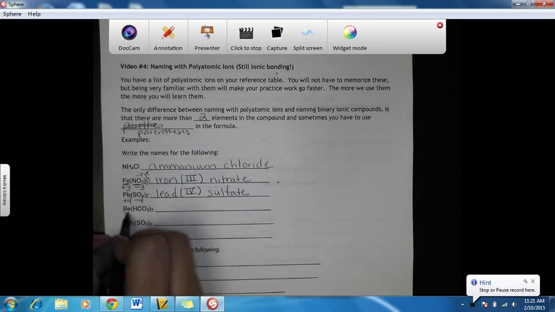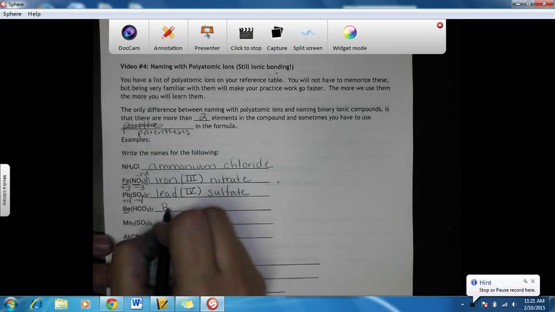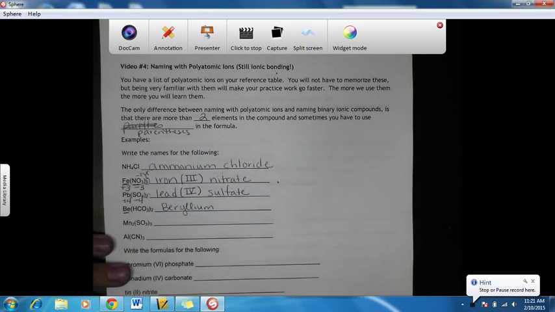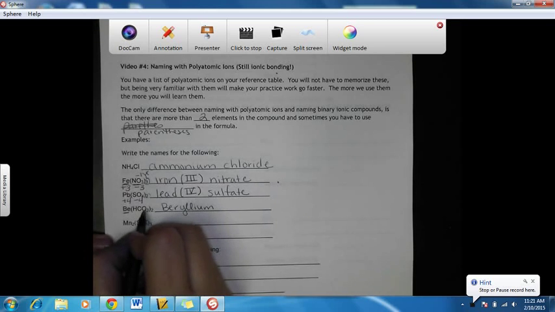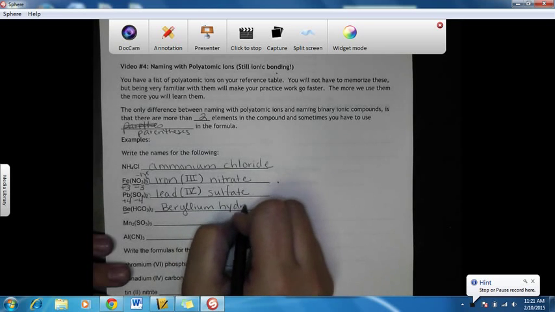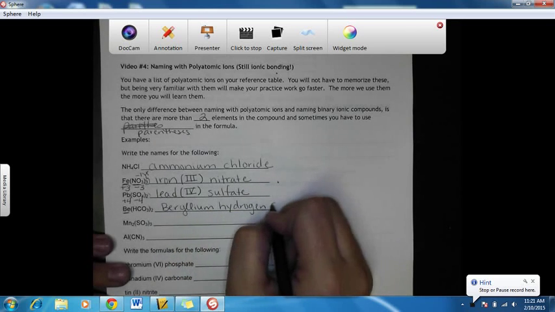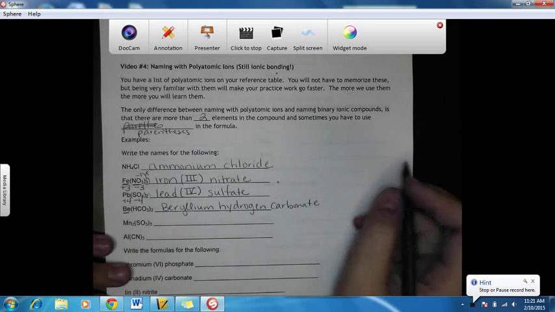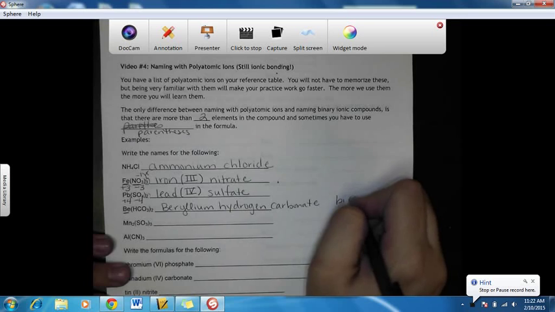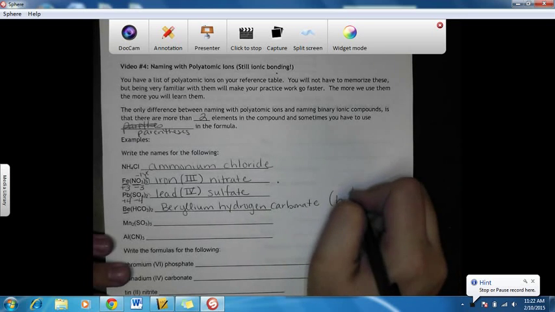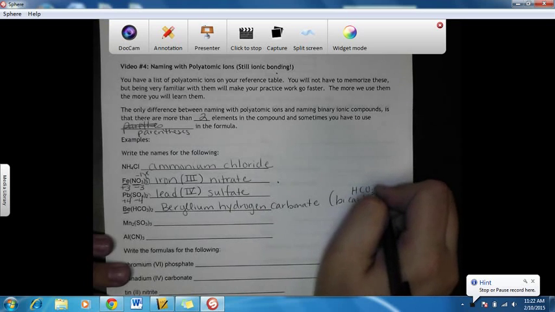Next we have Be, that's beryllium. Beryllium's in group 2, so it needs no Roman numeral, and we find HCO3 on our reference packet, and we see that's called hydrogen carbonate. You will sometimes see that written as bicarbonate instead. It means the same thing. Bicarbonate is also HCO3 -1.